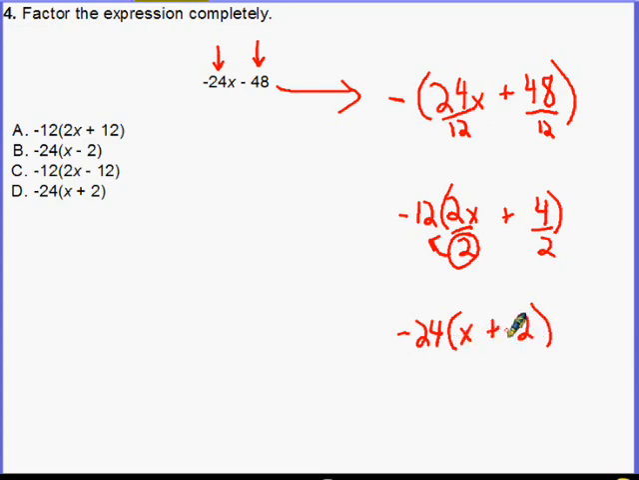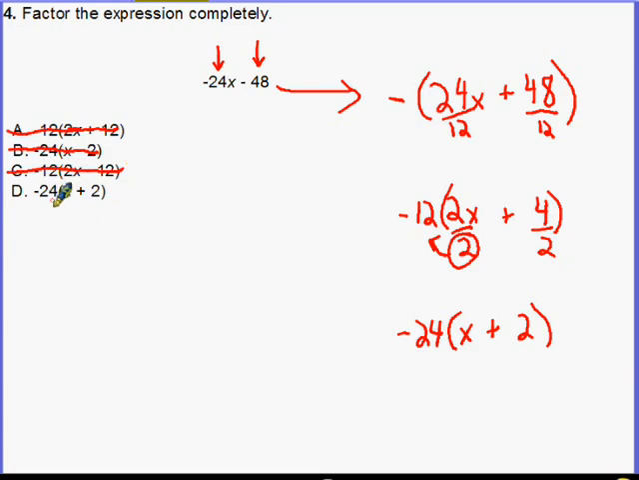Now there is nothing else that these guys on the inside have in common that I can factor out. So I'm going to go try to find my answer over here in my multiple choice. I'm looking for negative 24 on the outside. Well, that's not it. That one's negative 24 parentheses x, but that says minus 2.